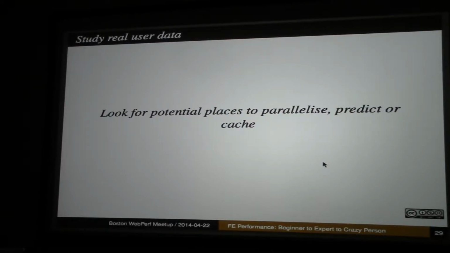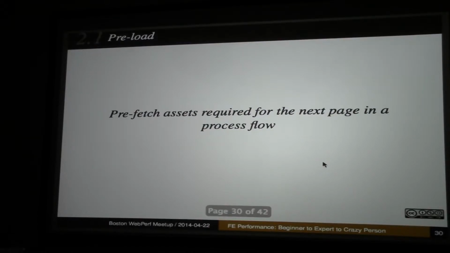So, parallelize, we've already seen different ways when you can split your content into different files, download them in parallel. Caching, we've also seen. Let's look at prediction. So, preload. One thing you can do is prefetch assets required for the next page in a process flow. So looking through your access logs, for example, you know that our users go here, and then they go here, and then they go here. And so I know if they're on page 1, there's an 80% probability they're going to go to page 2. So let me download all the images and CSS and JavaScript needed for page 2 after page 1 is finished loading. So in the onload event of page 1, I'm going to download all of those things.